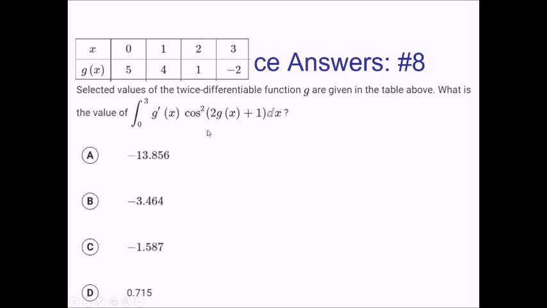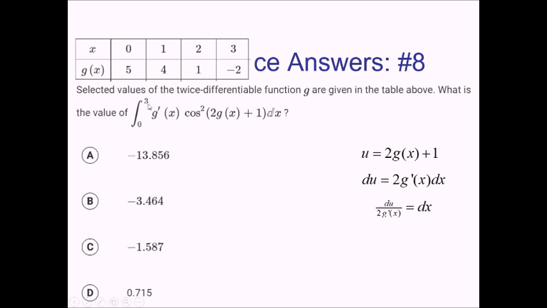Well, one thing to notice here is that we have an inner function. And not only that, but we have an inner function whose derivative, which involves a g prime, is elsewhere in the problem. So substitution is a good one to try on this one. Let me start by letting u equal 2g of x plus 1. So then I can write du equals 2g prime of x dx. And then du over 2g prime is going to be the same as dx.